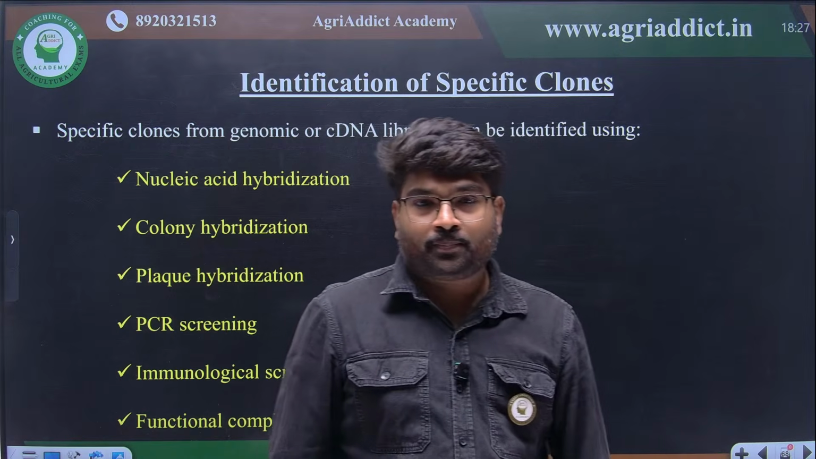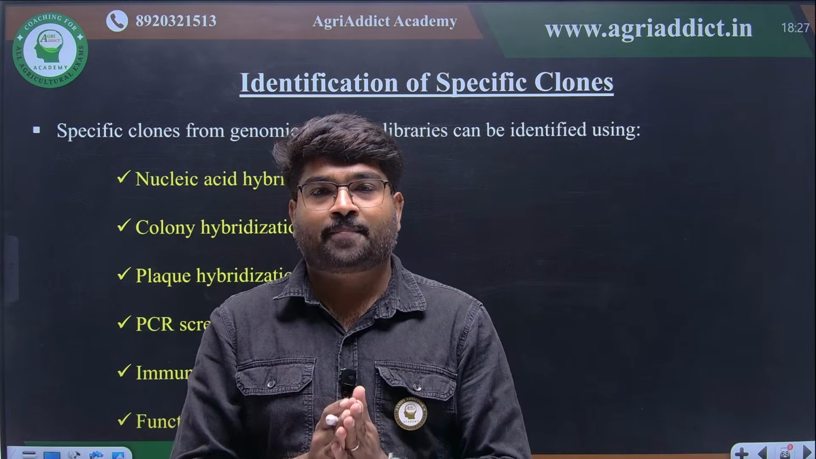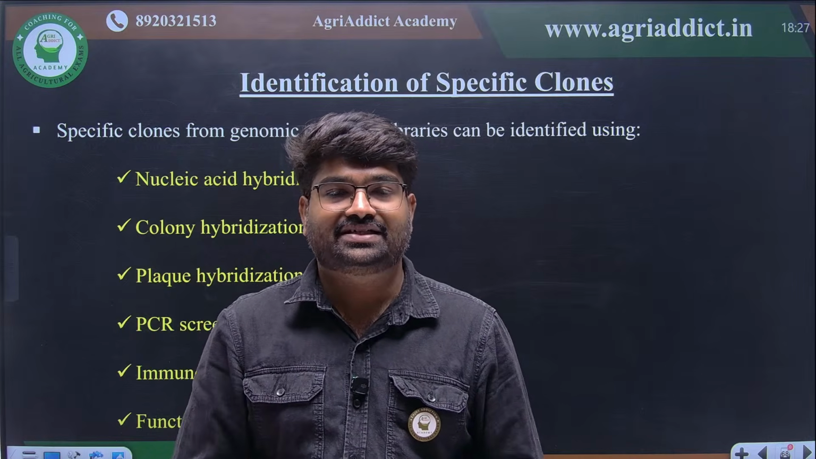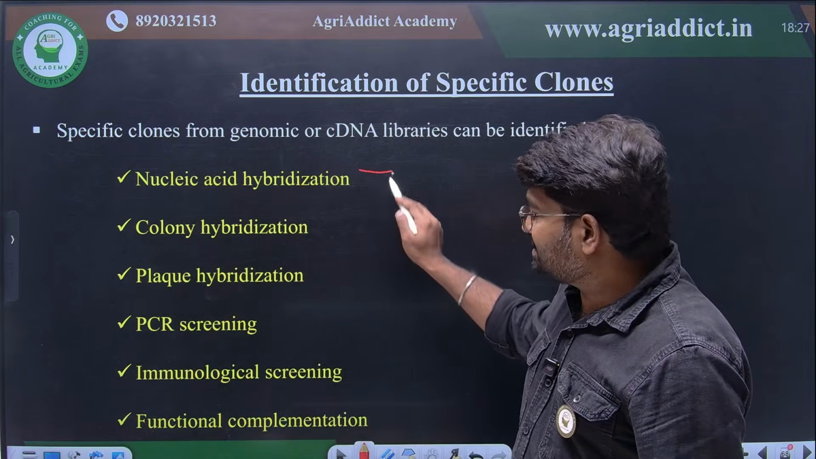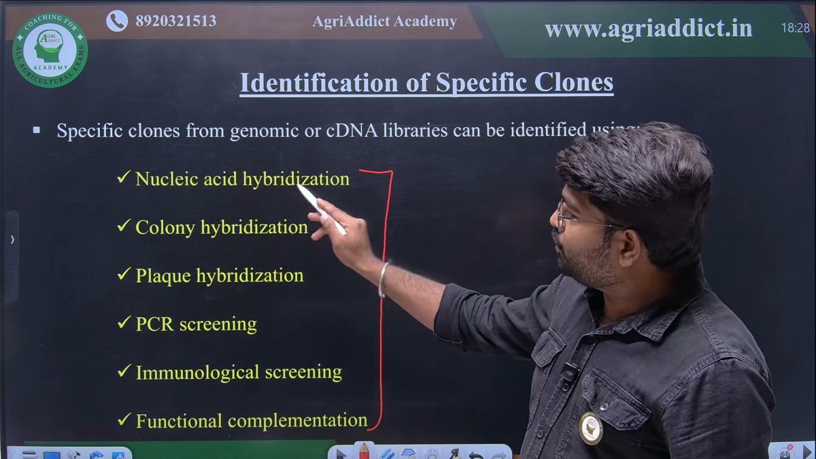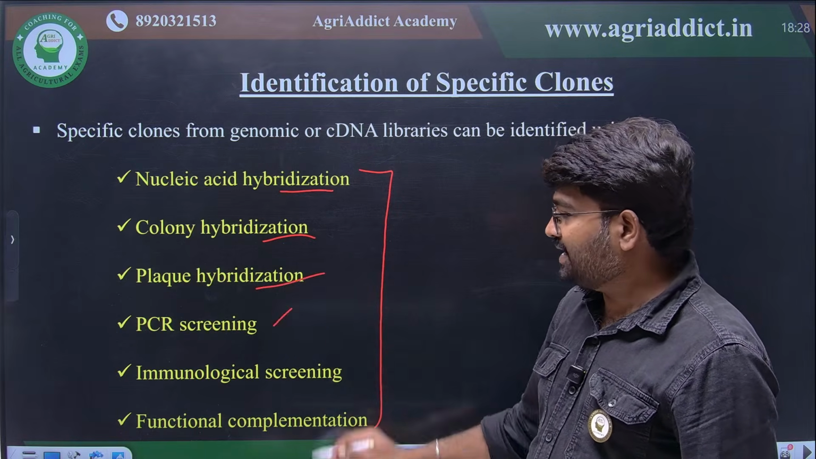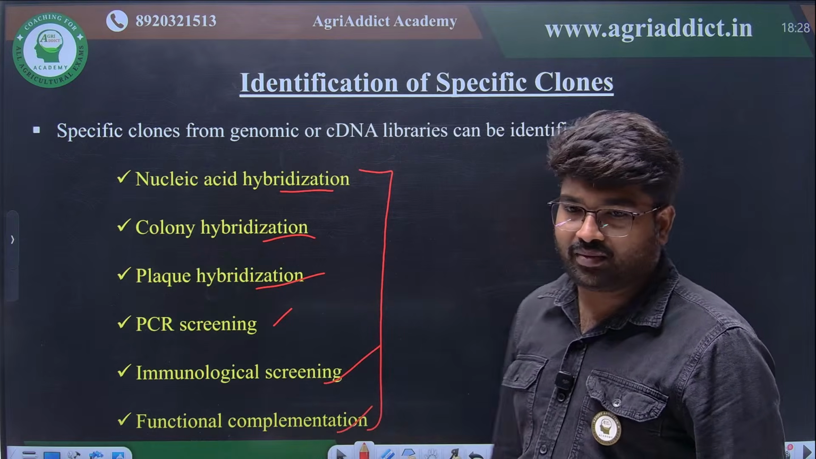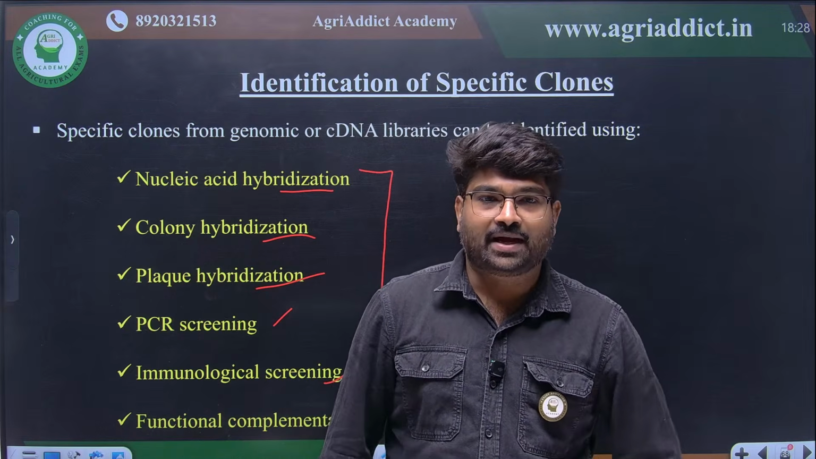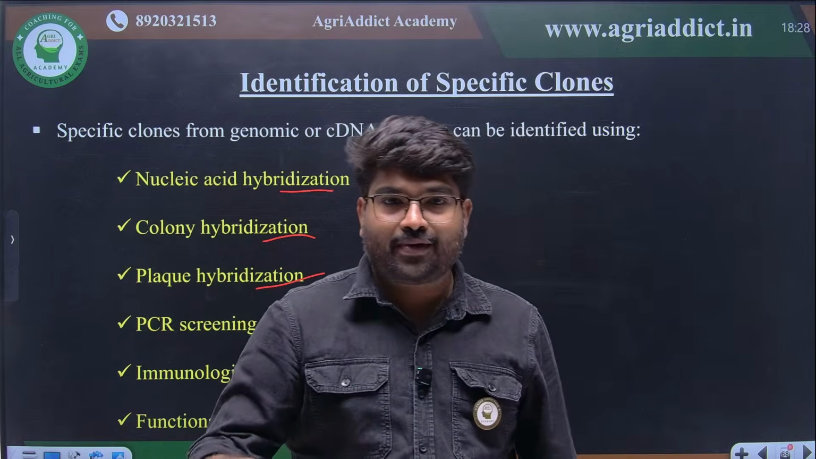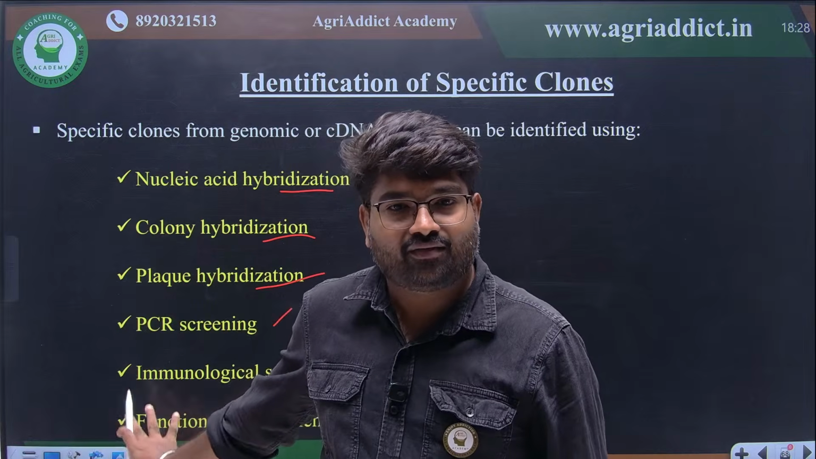Now we have cloned our gene of interest, that is cDNA or genomic DNA, into the vector. What are the different selection strategies for selecting the specific clones? These are the different selection strategies. You just go through once. Nucleic acid hybridization, colony hybridization, plaque hybridization, PCR screening, immunological screening, and functional complementation. These are the techniques used for selecting specific clones. We will see the key points about each technique tomorrow in our technique class, where I will cover all the things. Don't worry.